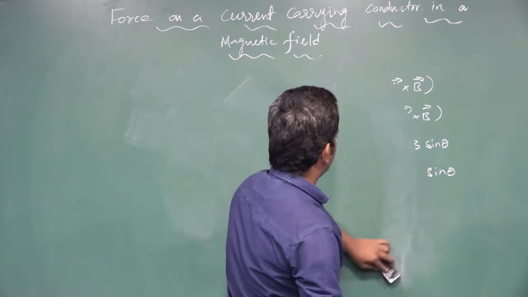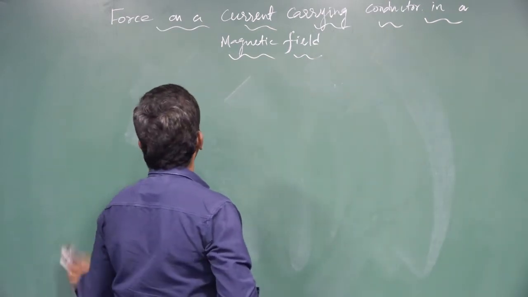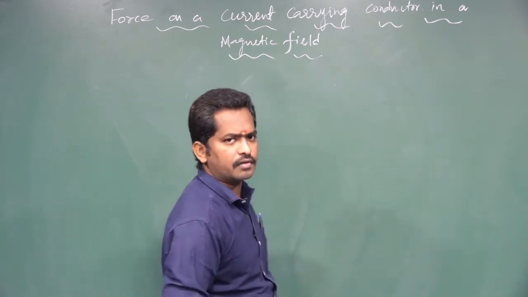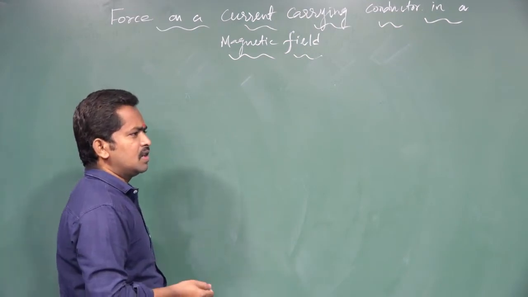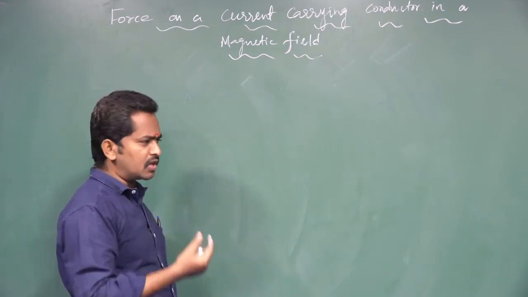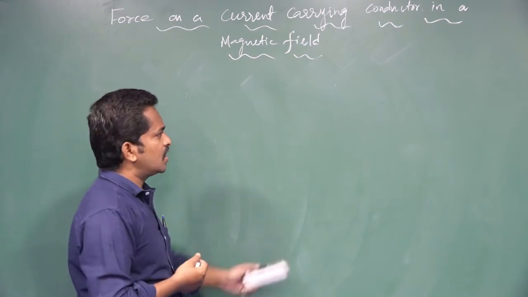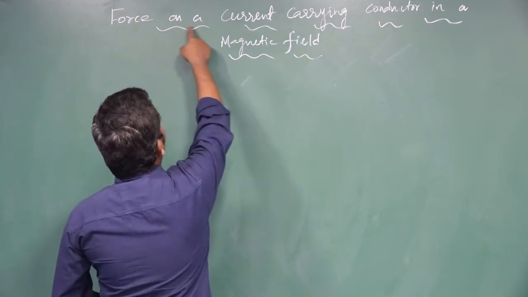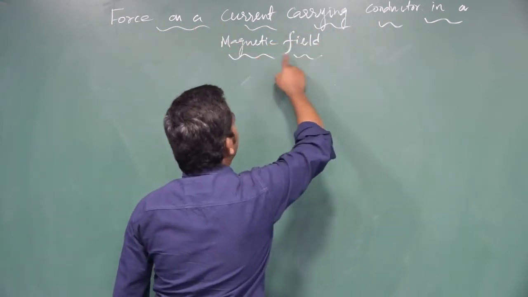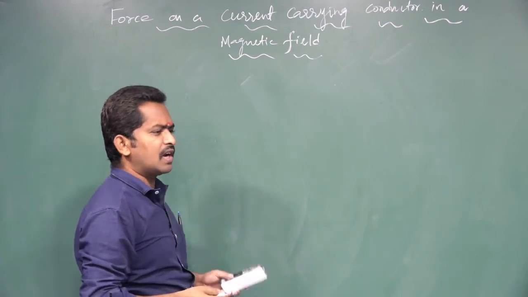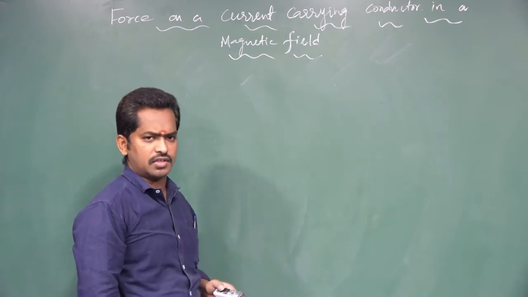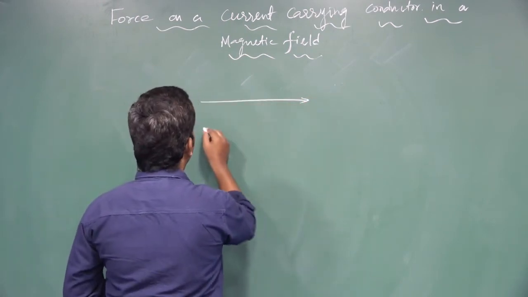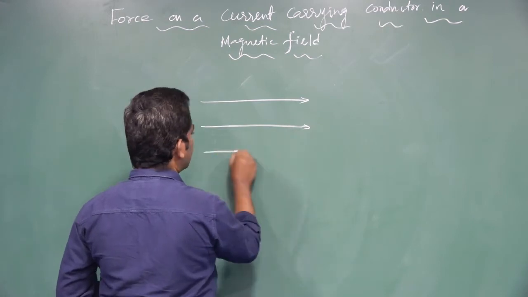The force on a current carrying conductor in a magnetic field is nothing but the sum of the Lorentz forces on the individual charges carrying the wire. A single electron produces a Lorentz force F equal to e into Vd cross B vector. So the force on a current carrying conductor in a magnetic field is the sum of the Lorentz forces of the individual charges in the wire. Consider a uniform magnetic field.